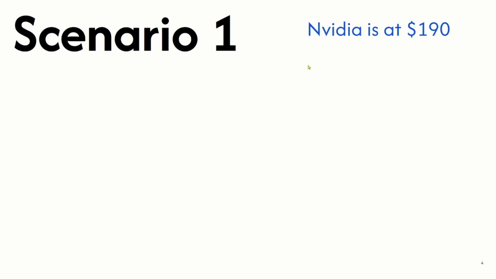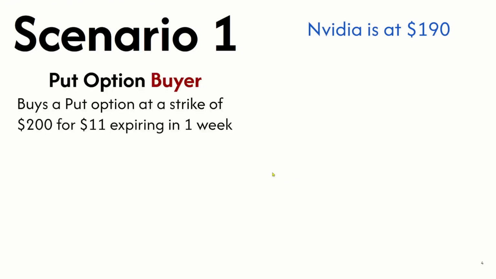Let's look at another example. Let's say NVIDIA is at $190. I'm the put option buyer, and I want NVIDIA to go down. So I buy a put at a strike of 200 for $11, expiring in 1 week. So much less time than the previous example. Before we were looking at 4 months, now it's just 1 week. So we only have 1 week for NVIDIA to do what we want.